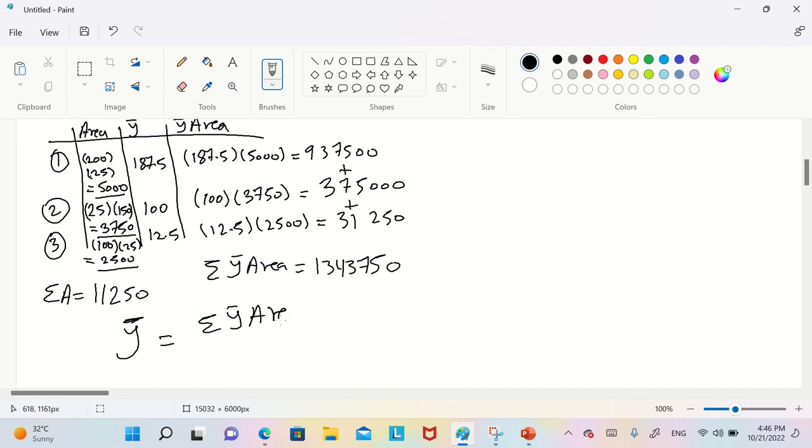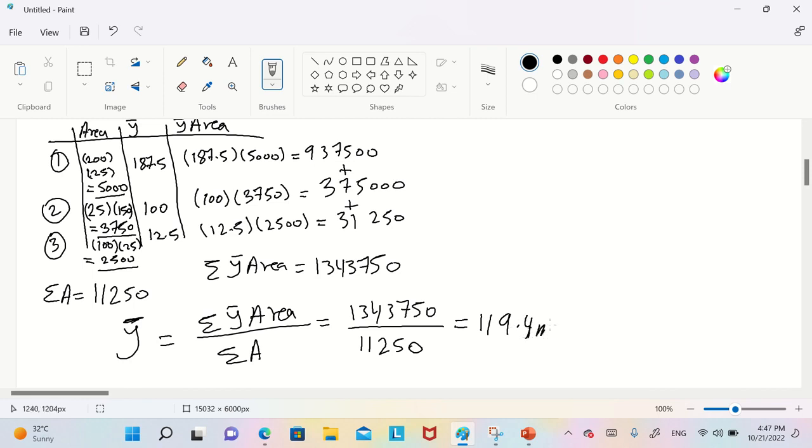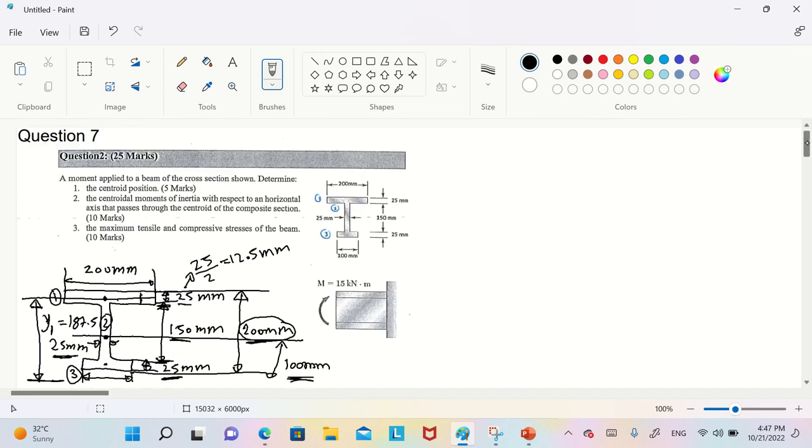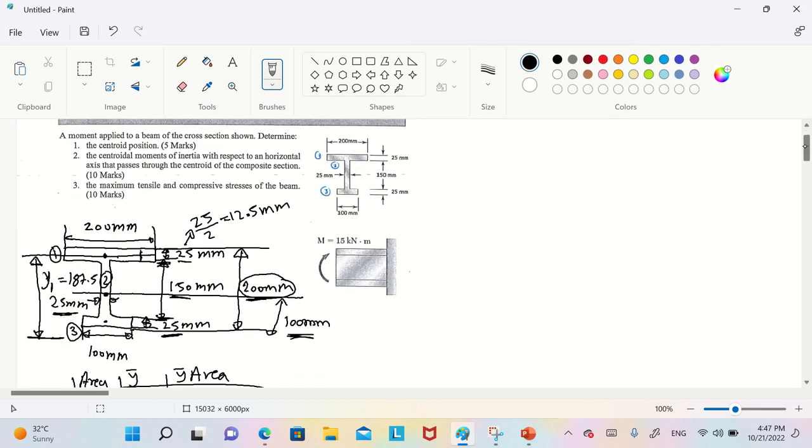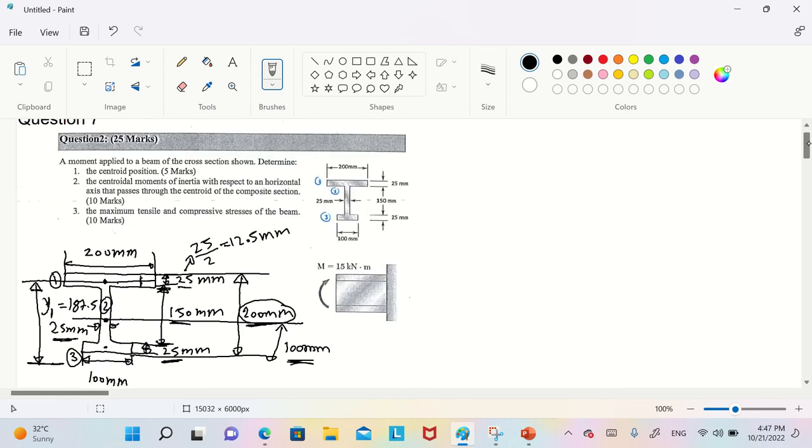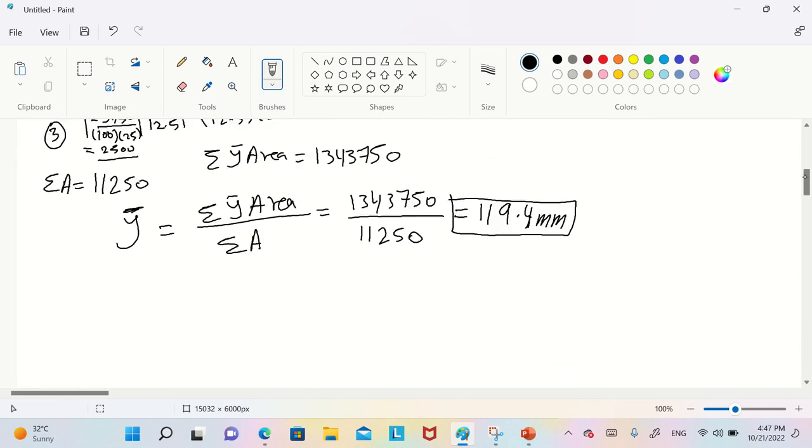So the y bar for the whole is the y bar area over the area. So 1343750 over 11250. You will get 119.4 millimeter. So the center for the whole is 119.4 millimeter.